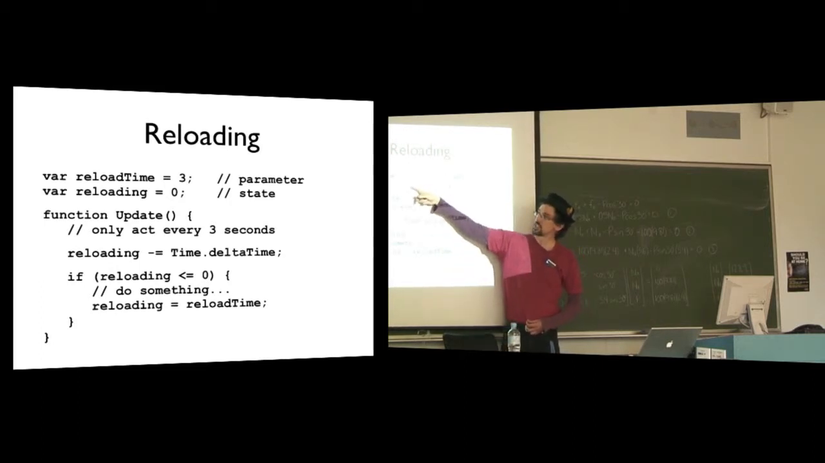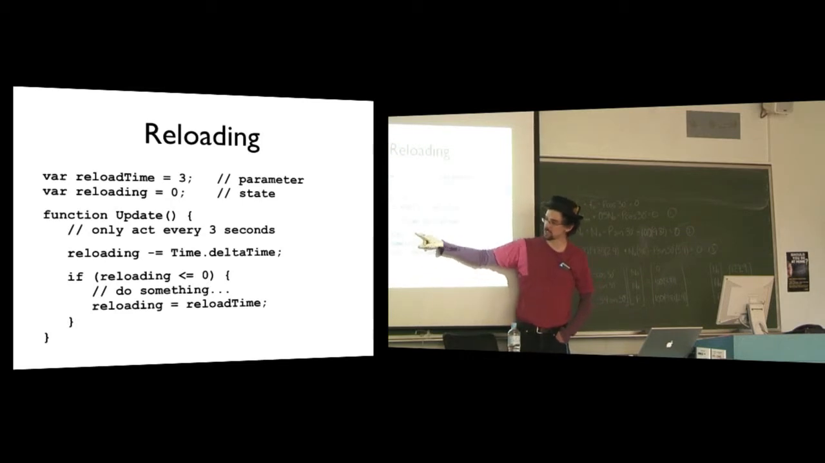But if the state's greater than 0, that means we have to wait. We have to wait until it gets back down to 0 before we can act again. So every frame, we subtract the amount of time that's passed from reloading. So reloading goes down on every frame. But if the reloading is less than or equal to 0, then we're allowed to act. And we do whatever it is that we're meant to do, and then we set reloading back to 3.